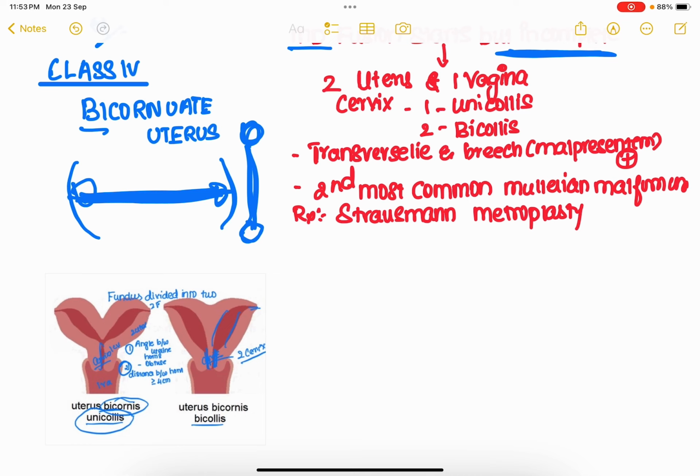Right? And this bicornuate uterus is the second most common Mullerian malformation. So the most common Mullerian malformation is class 5, that is going to be the septate uterus. The second most common Mullerian malformation is class 4, that is the bicornuate uterus.